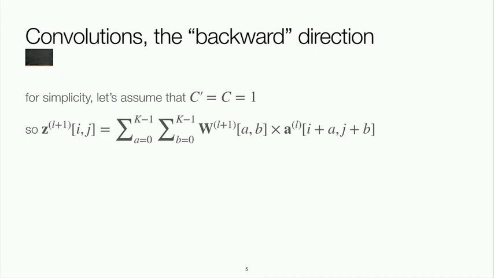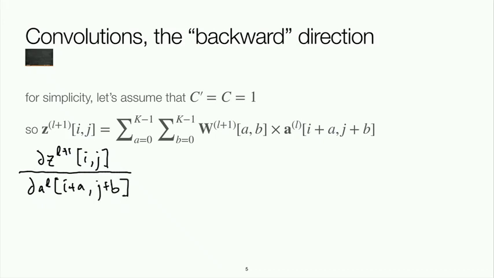Let's look at the gradient with respect to the input A^L first, because that's going to look a little bit simpler. Let's compute this local piece first. So we have Z^{L+1}. What is the partial derivative of Z^{L+1} at the ij-th index with respect to A^L at the (i+a), (j+b) index? Can anyone tell me what this partial derivative is? Don't overthink it.